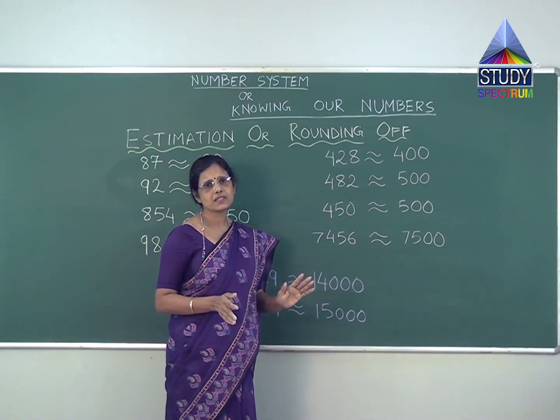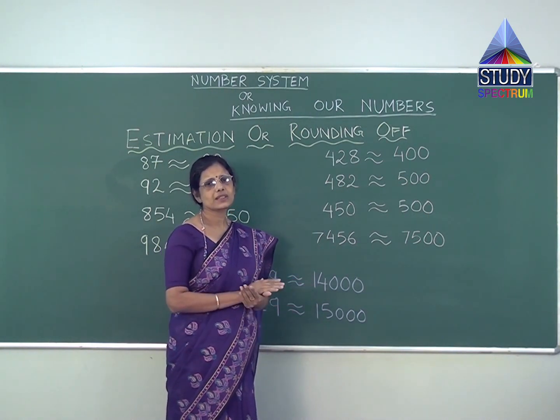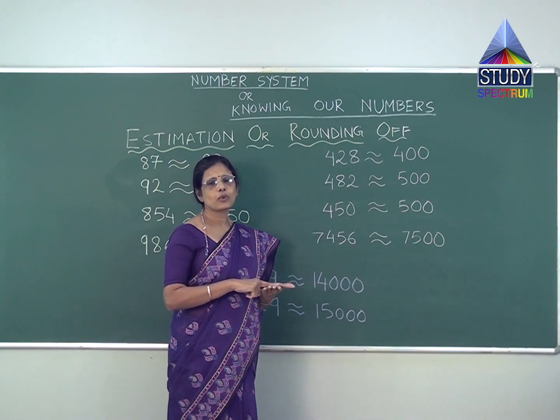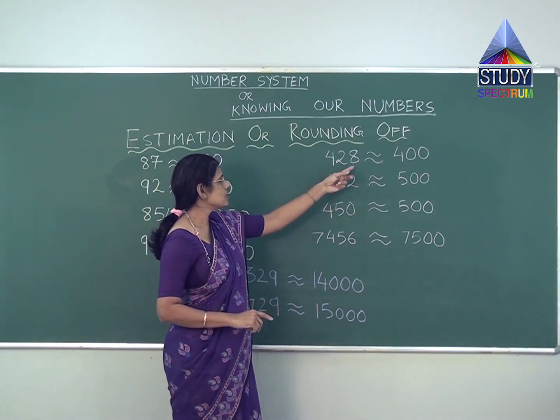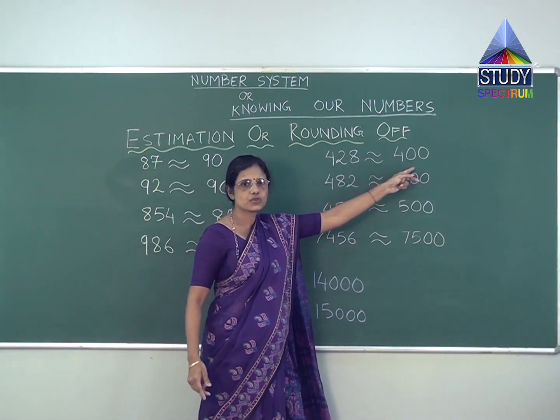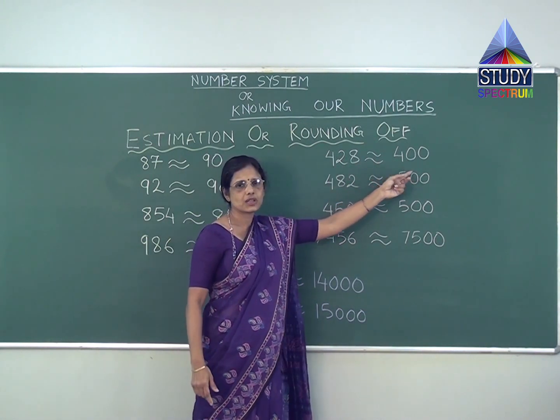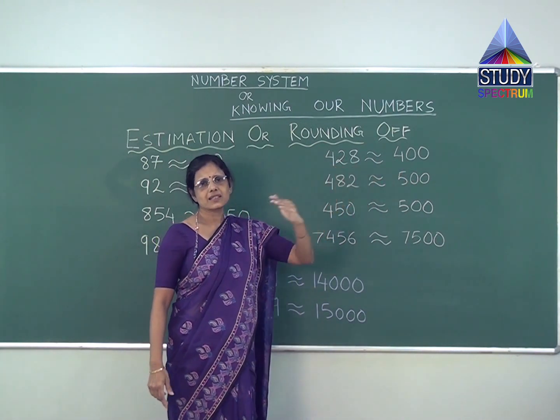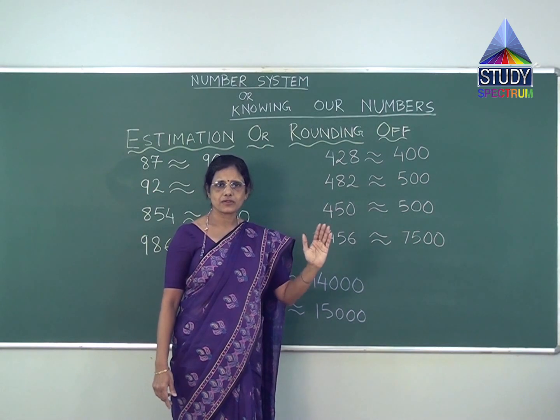So nothing will be changed in the hundreds place. Only the units and tens will both be zeros. So you see 8 and 2 convert into 0, and 4 will be as usual. So the estimation of 428 is 400.